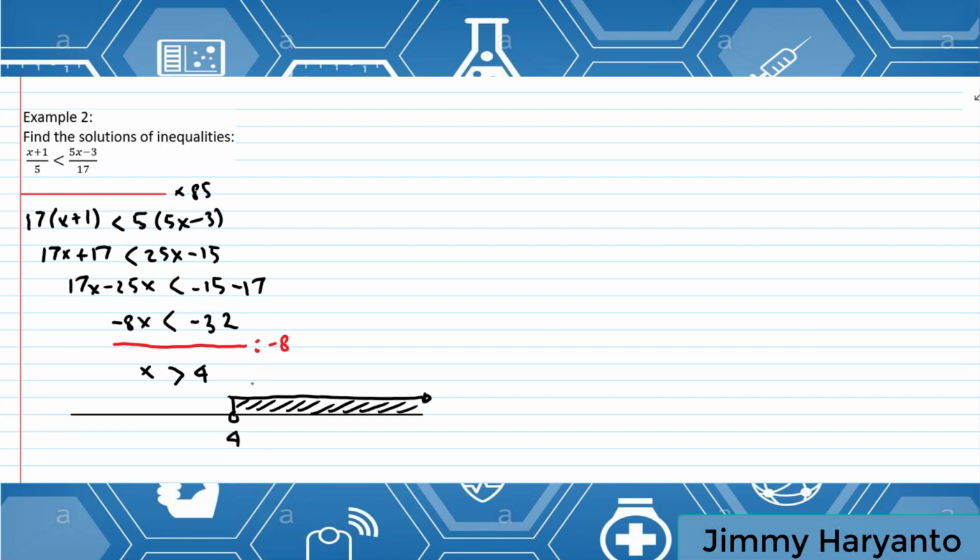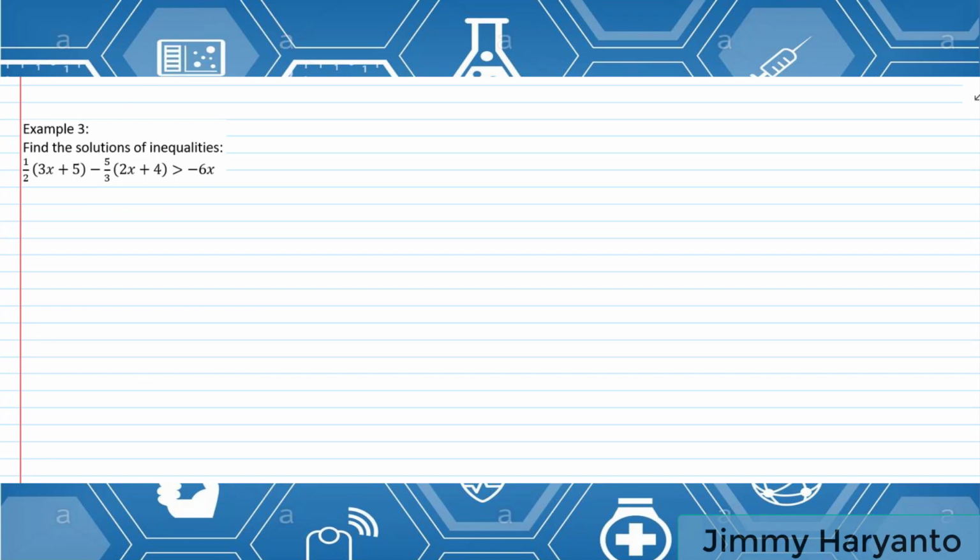There you go, example 2. And then example 3. In example 3, we also have fractions, so we have to eliminate the fractions by multiplying it all by the LCM. Look at the denominators, 2 and 3. The LCM for 2 and 3 will be 6. So we multiply it all by 6.